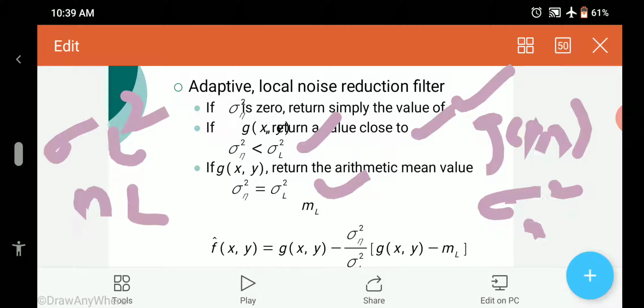So an adaptive expression for obtaining f cap of x comma y is equal to g of x comma y minus sigma n square by sigma L square times g of x comma y minus m L. Here, the only quantity that needs to be known or estimated is the variance of the overall noise, sigma n square. The other parameters are computed from the pixels in S xy, that is locally, at each location x comma y on which the filter window is centered.